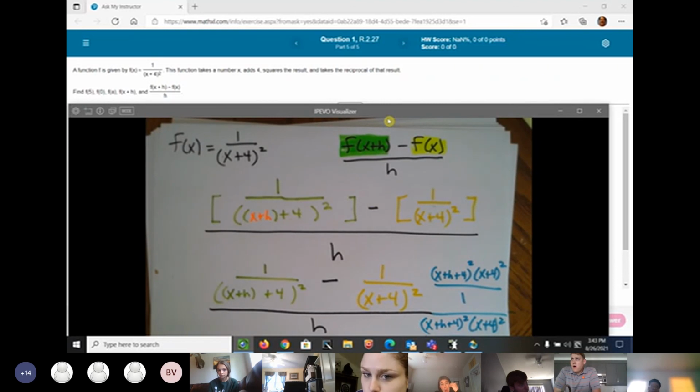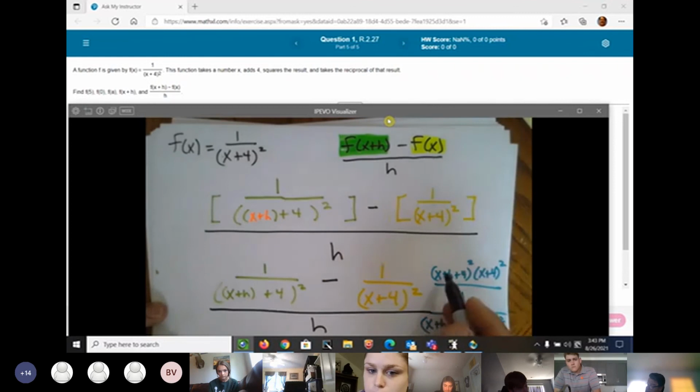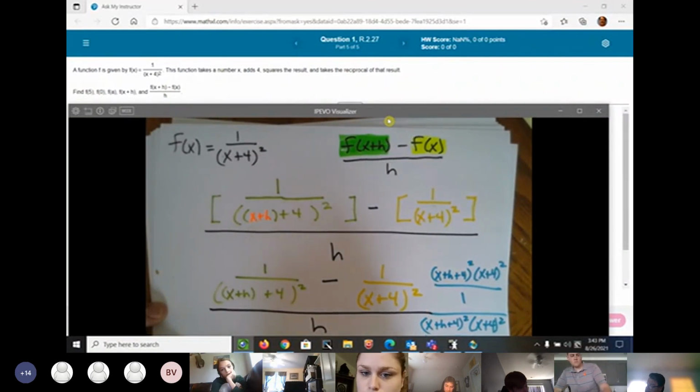And that's going to leave you, I don't think they want you to do all this, but I may be wrong. That's going to leave you with the x plus 4 counting out, so that's going to leave (x + 4) quantity squared minus, this is going to cancel out and leave (x + h + 4) quantity squared, all over h times (x + h + 4) quantity squared times (x + 4) quantity squared.